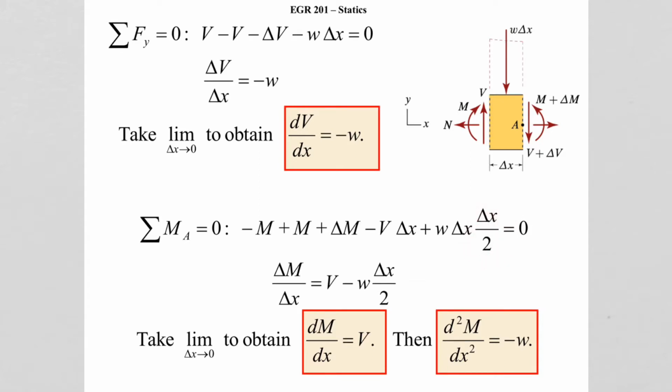If we look at this, we can eliminate our moments, rearrange the equation and divide by our delta x, and we end up with this equation here. And as we take the limit of delta x as it goes to 0, we get the derivative of the moment with respect to x equals the shear. And if we take the derivative again of that, we find that we get back to our distributed load.